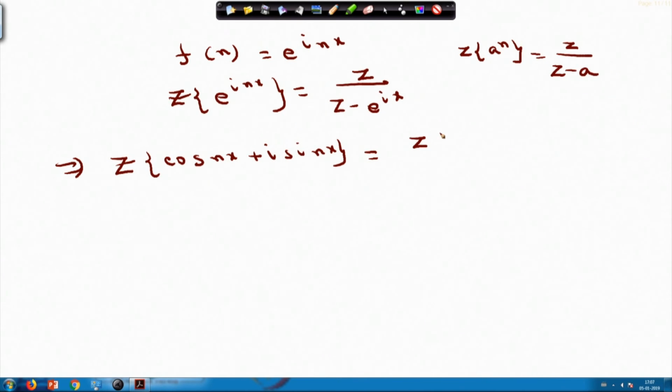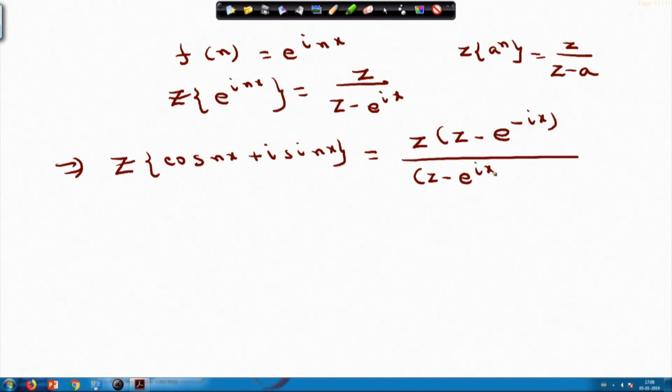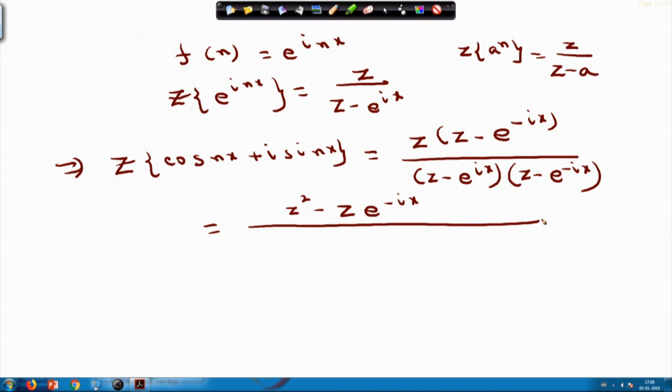This equals, I can write down z into z minus e power minus i x. I am multiplying on both sides. So that z minus e power i x into z minus e power minus i x. On the numerator you will have z square minus z into e power minus i x. In the denominator, if you do it, simply it will be z square minus z into e power i x plus e power minus i x plus 1.